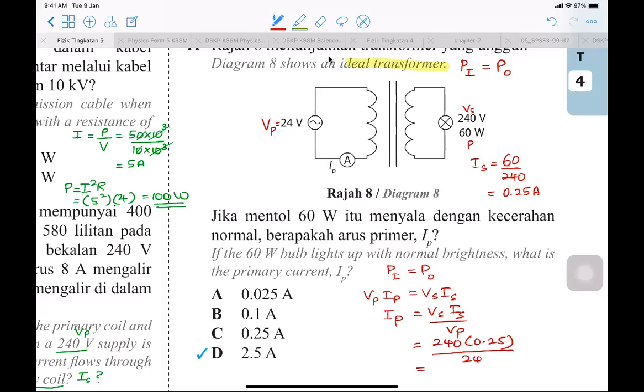Yes, the answer should be D, 2.5 ampere. Okay, 2.5 ampere. Okay, next one.